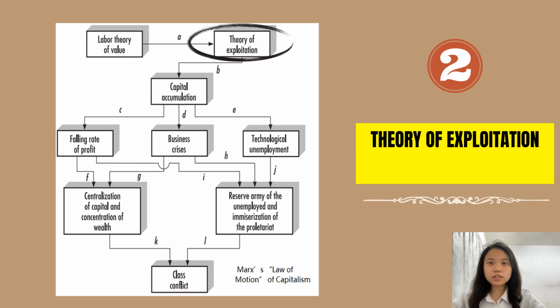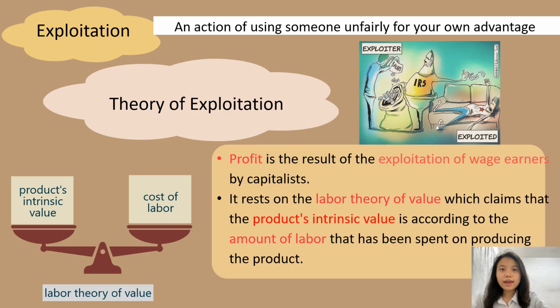The second of Marx's laws of motion of capitalism is the theory of exploitation. Exploitation is an action of using someone unfairly for your own advantage. You can see the person who is exploited is giving the money to the exploiter, who is collecting the money. Profit is the result of exploitation of wage earners by capitalists.